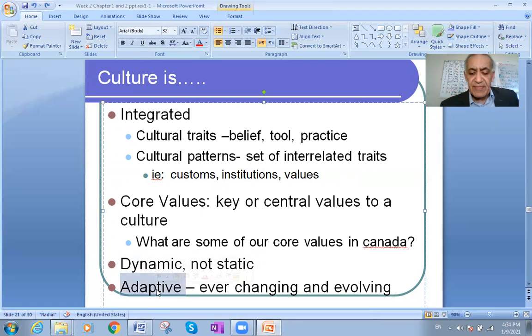Adaptive, ever changing and evolving. That's what we say. Culture is always changing, but the change of culture is not very speedy. It is slow because it changes across generations. It doesn't change between day and night. Economic situations can affect some points of it, or other things can affect the culture in the long run but not the short run.